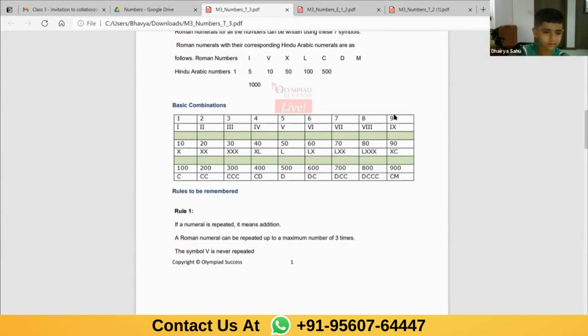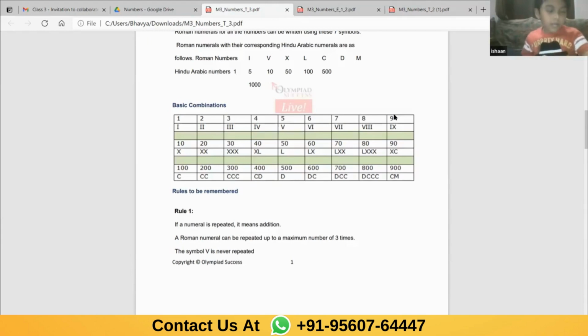Okay. Rule number 1. If a numeral is repeated, that means addition. If I am repeating the numeral, the symbol that I have, repetition means addition. You people know that repeated addition is multiplication? Ma'am? Yes, ma'am.